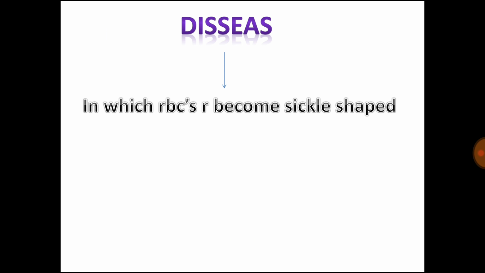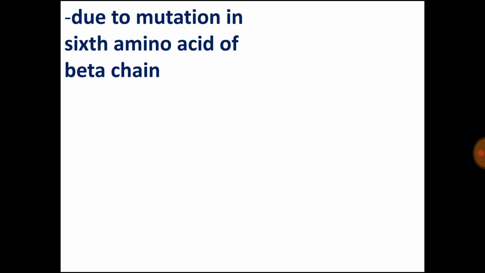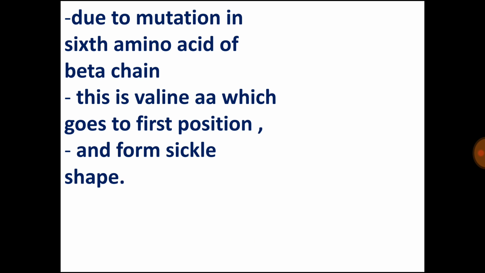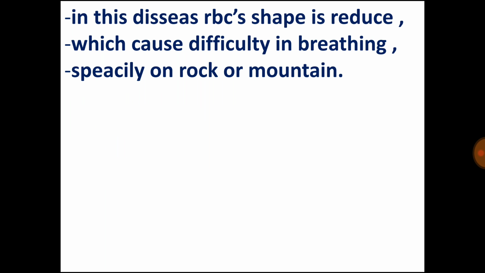And the disease in which the RBC becomes sickle shaped is known as sickle cell anemia, due to a mutation in the 6th amino acid of the beta chain. This is the valine amino acid which goes into the position and forms the sickle shape. The sixth position amino acid is changed with the first position. This is responsible for the sickle shape. In this disease, the RBC shape is reduced, which causes difficulty in breathing, especially on a rock or mountain.